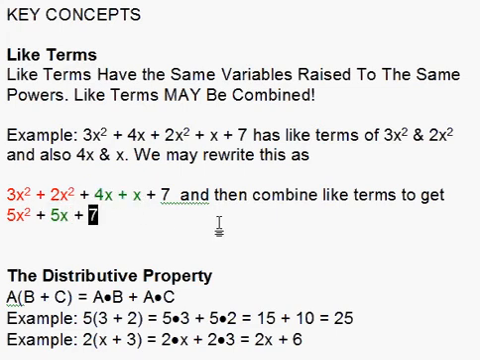7 we cannot combine with anything because 7 doesn't have an x at all in it. Like terms have to have the same variables, x's, y's, whatever, raised to the same power. 5x squared cannot be combined with 5x because one has an x squared, one has just x to the first. So our final answer that gives us all the combining possible is 5x squared plus 5x plus 7.